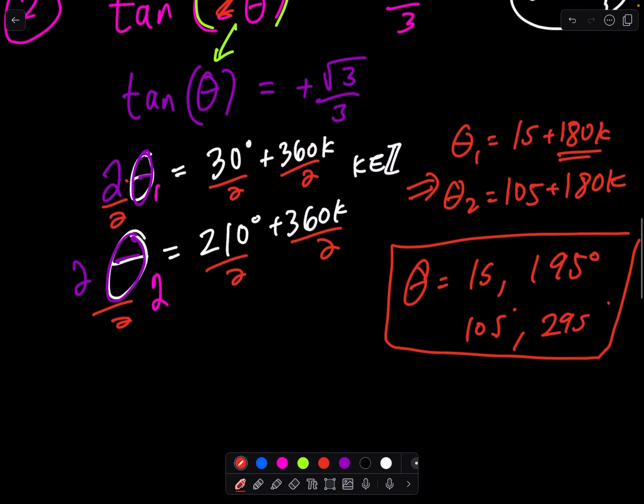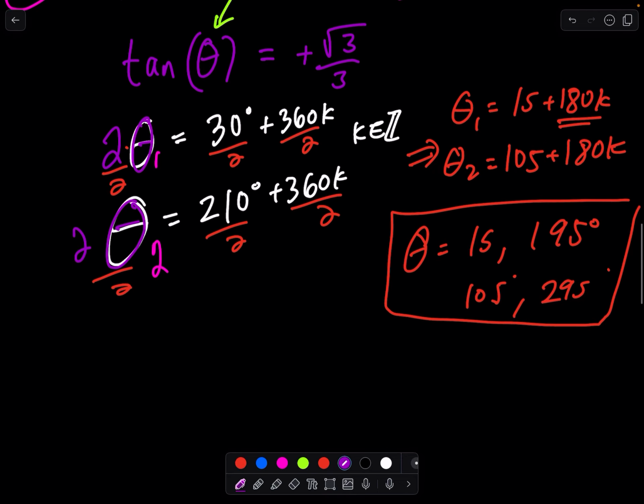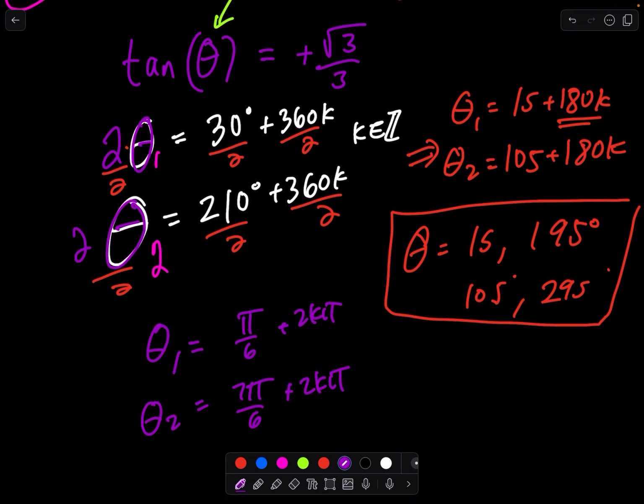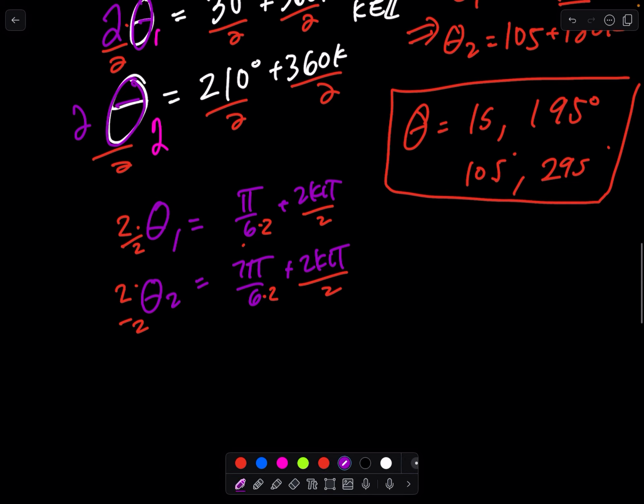Now, we could do this in radians as well. Initially, our theta 1 and our theta 2 would be pi over 6 and 7 pi over 6 plus our 2k pi's. But then we really had to place a 2 theta there. We substituted that in, but then we have to again solve for just good old-fashioned theta, so we have to divide everything by 2. That's like putting a 2 in the denominator.